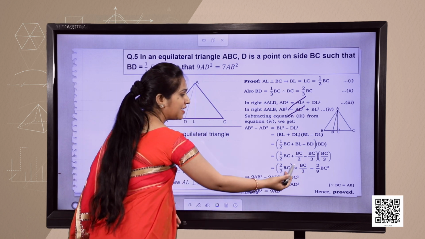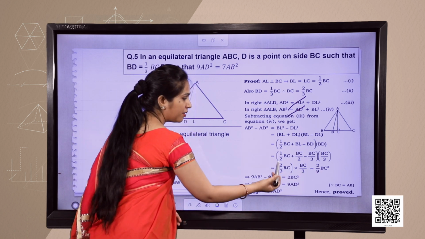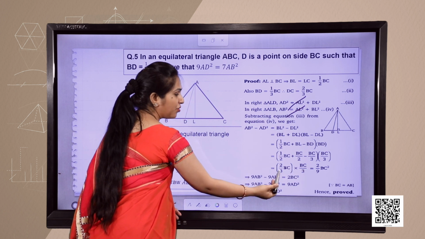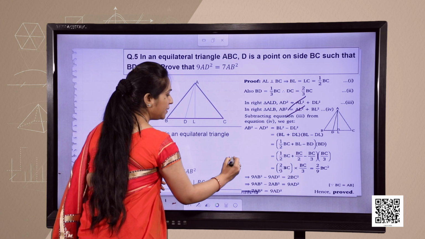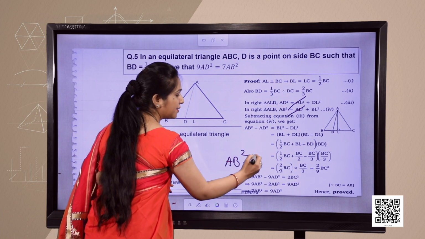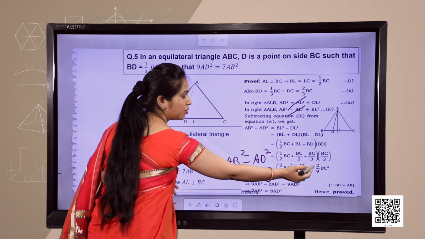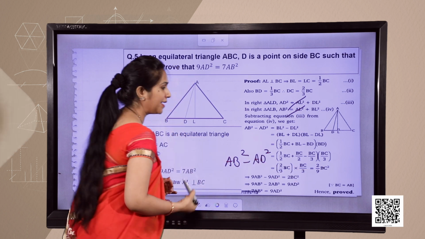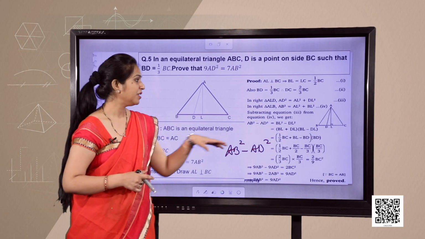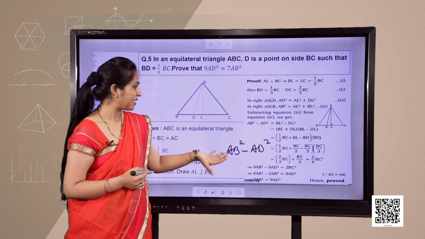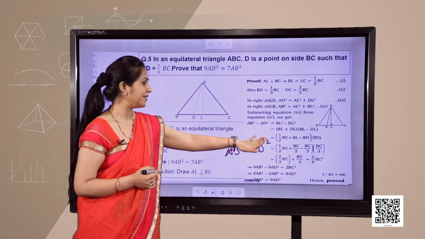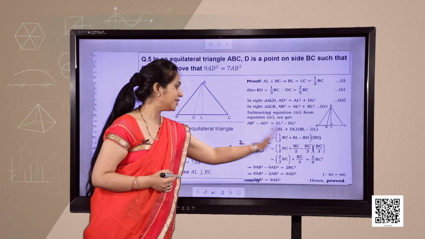So now you have BC into BC gives you BC square, 2 will remain as it is, and 3 into 3 gives you 9. Here we have AB square minus AD square, and this is equal to 2 by 9 BC square we are getting. So in the next step, children, we will shift this 9 from the right to the left, and we will have 9 AB square minus 9 AD square is equal to 2 BC square.